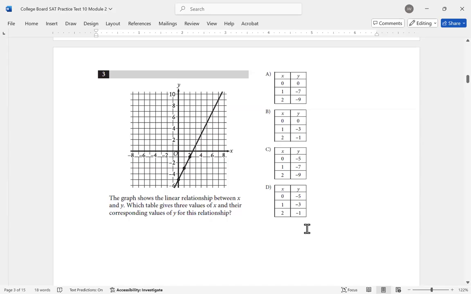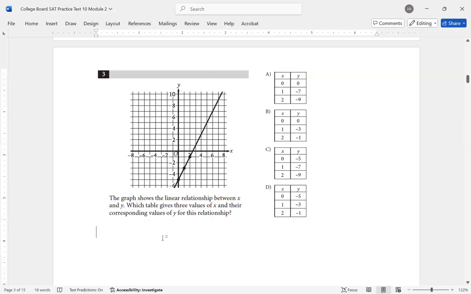Question 3. The graph shows the linear relationship between x and y. Which table gives 3 values of x and their corresponding values of y for this relationship? So I'm going to do this a little bit different. Notice that the x values in each of these tables are 0, 1, and 2. And so I'm just going to look at what is the point that the line goes through when x is 0, when x is 1, and when x is 2. So these 3 points are highlighted already.